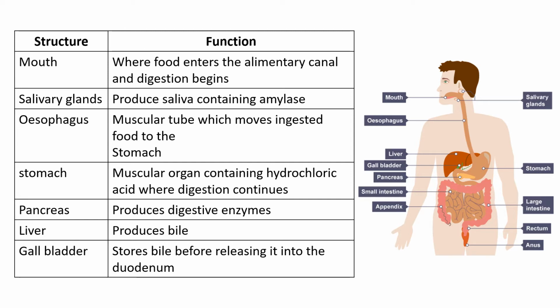Around the stomach, we have what's called the pancreas, and the pancreas is responsible for producing a number of enzymes, for example, insulin. We also have the liver, which is responsible for the production of bile, and we have the gallbladder, which is where bile is stored in the body until it's needed.